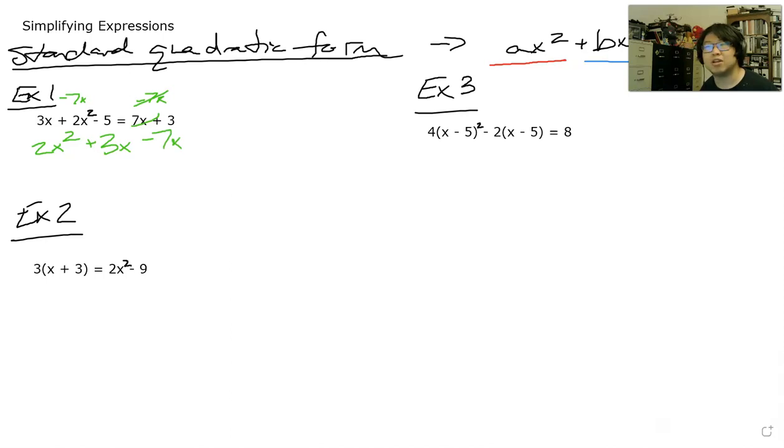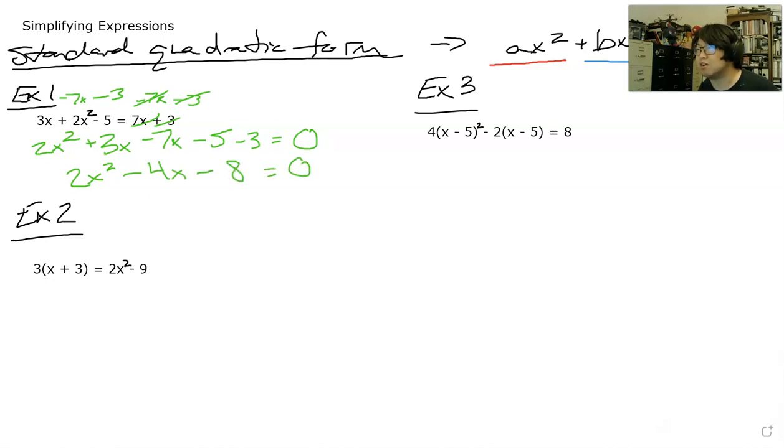Bam. And then finally I have my minus 5, and to get rid of plus 3, I have to subtract 3, right? So that's another minus 3 there. And of course that all equals 0 once all is said and done. Now that I have all my terms on the left, I can put them together by combining like terms. Again, that 2x squared doesn't have any buddies to pair up with, so just leave it alone. 3x minus 7x is of course going to be minus 4x. Minus 5 minus 3, for a total of minus 8, equals 0.